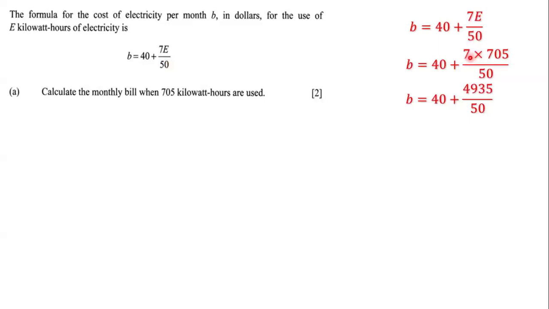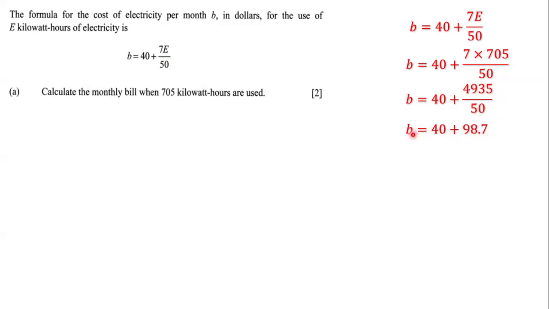Now, what is 7 times 705? Well, 7 times 705 is 4,935. And we have to divide that by 50. So we have B is equal to 40 plus 4,935 all divided by 50. Next, what we have to do is divide these two numbers. And when we divide 4,935 by 50, we get 98.7.